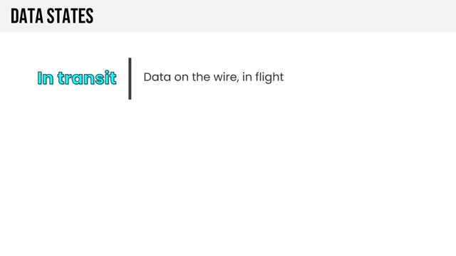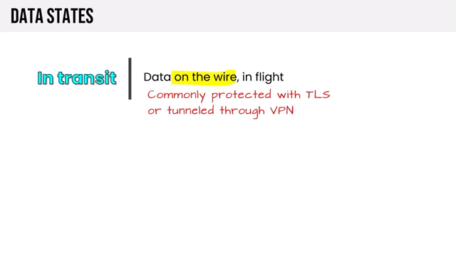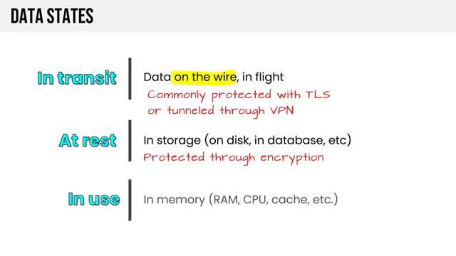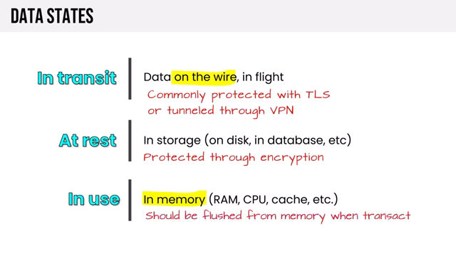So I mentioned multiple potential states of data in the secure data lifecycle. Let's just touch on these briefly. We have data in transit, which is data on the wire in flight, commonly protected with transport layer security, certificate-based security, or tunneled through a VPN. We have data at rest, in storage, on disk, in a database, protected through encryption quite typically. And we have data in use, data in memory, in RAM, CPU, or cache. It should be flushed from memory when the transaction is complete or the system is powered down, and sensitive data should always be encrypted in memory.